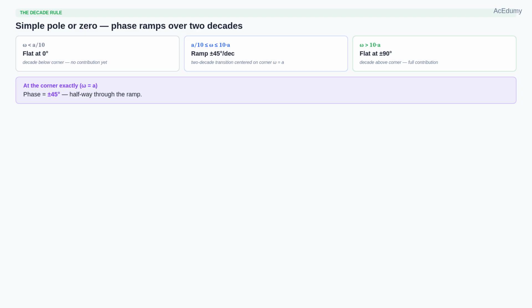At the corner omega equals a exactly, the phase is plus or minus 45 degrees, halfway through the ramp. Useful checkpoints: 1 decade below the corner, phase is roughly 5% of the limit. 1 decade above, roughly 95%. Between, the ramp is the asymptote.